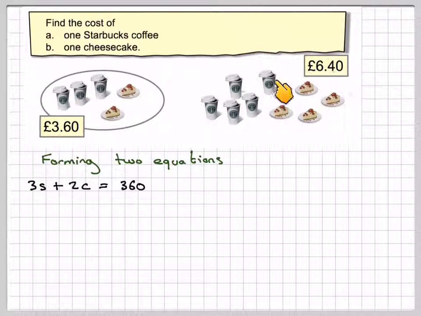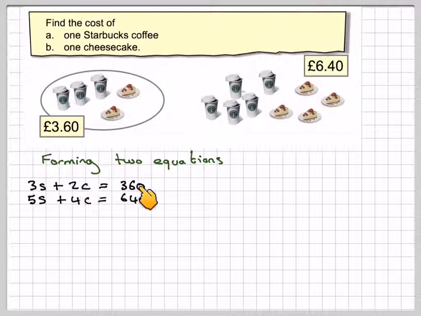It's better to change these into pence. And here we have 5 Starbucks plus 4 cheesecakes is equal to 640. Now the problem is if we try to subtract, we won't eliminate one of the variables. But if we look here, we've got a 4 and a 2, and 4 is a multiple of 2.